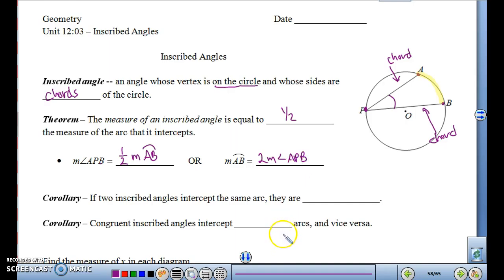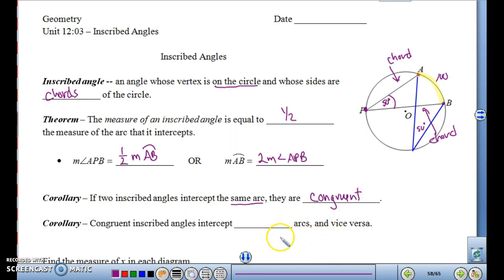Okay? All right. So there's a couple of corollaries that go along with this. Remember, corollaries are like subtheorems that come from that. If two inscribed angles intercept the same arc, well, let's draw that. If I have another inscribed angle that intercepts that same arc, it cuts off the same arc. Say this arc is 100 degrees. That means that this angle is 50 degrees. What's this angle going to be? Well, that also intercepts arc AB, so that's going to be 50 degrees. So if two inscribed angles intercept the same arc, they are congruent.